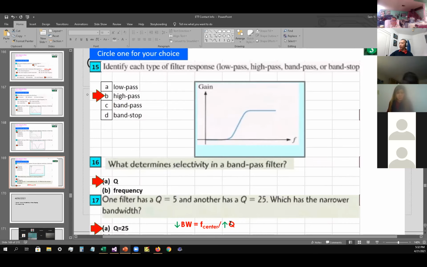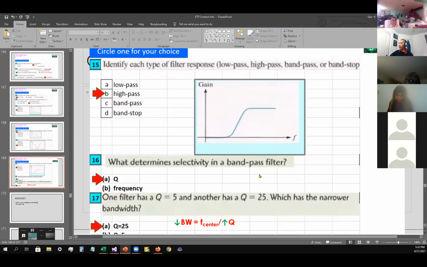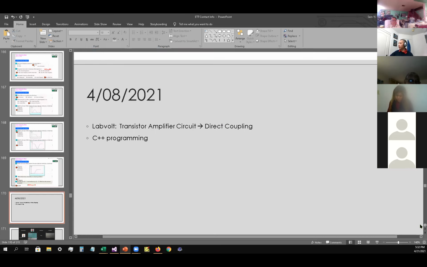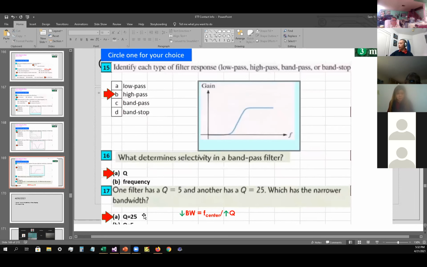Q is what they call selectivity. Okay, so this one here. Number 17. Let me shrink it down. Okay, so 17, you can't see B, but the answer is A.